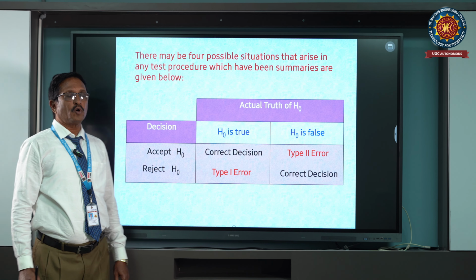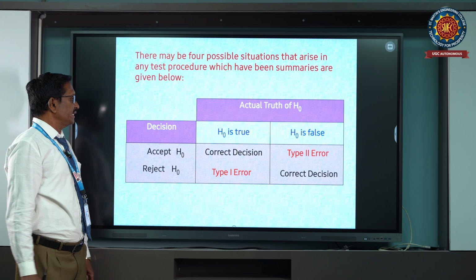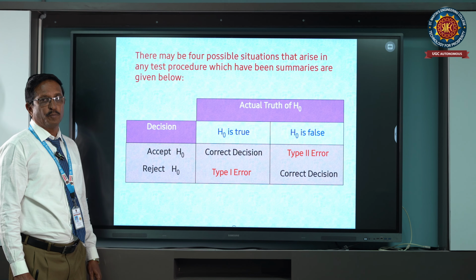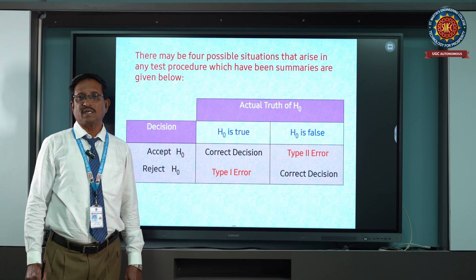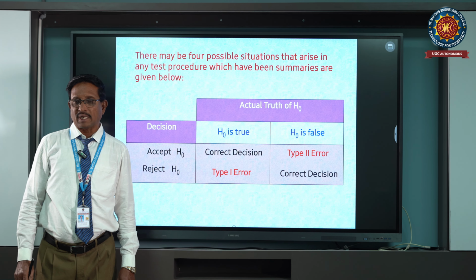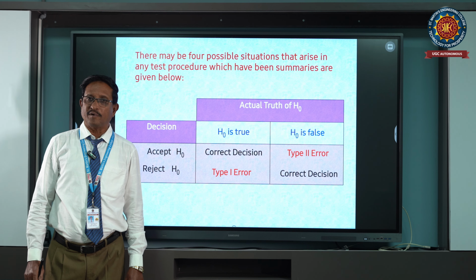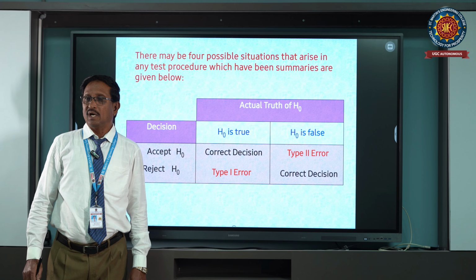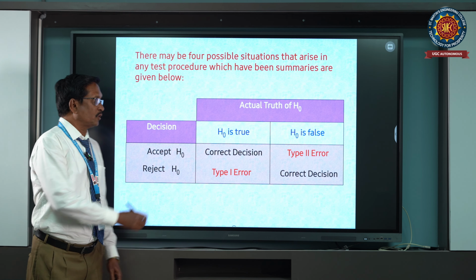Next one, there are four possible situations in this table. One is the decision: acceptance of null hypothesis H0, or rejection of null hypothesis H0. Next, the actual truth of H0: H0 is true, or H0 is false. So if we reject the null hypothesis when it is true, that is a type 1 error. Accept the null hypothesis when it is false, that is a type 2 error. Accepting the null hypothesis when it is true is a correct decision.